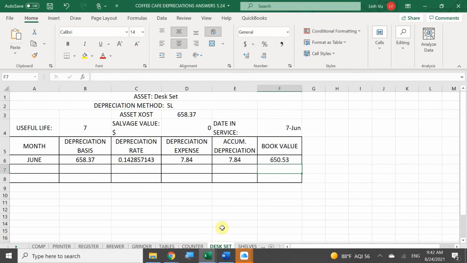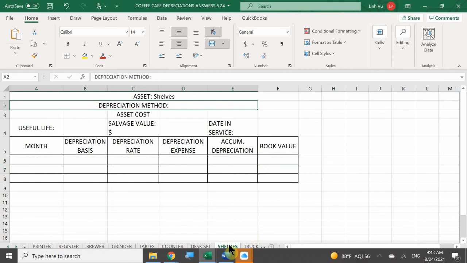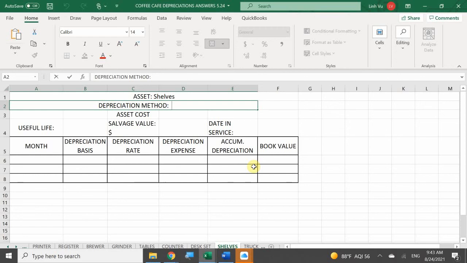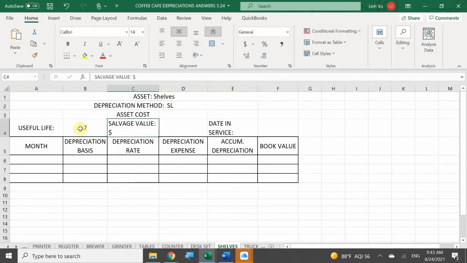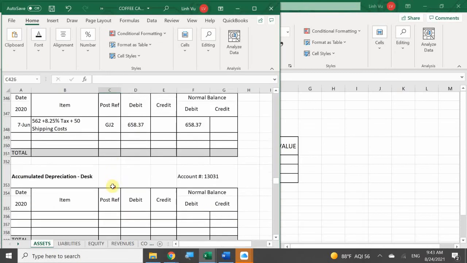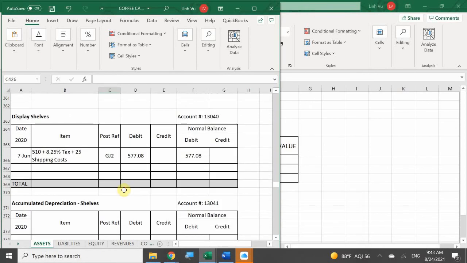I think that was the desk set, right? All right, so last but not least, we have display shelves. This is once again straight line, 7 years useful life, 0 residual value. And this time, when did we buy the display shelves and how much did it cost us?